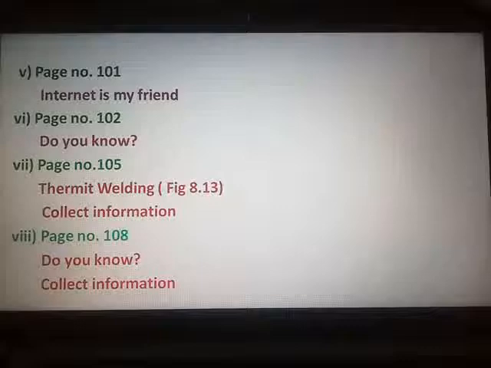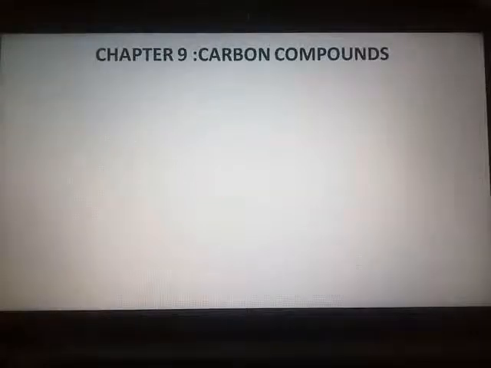Chapter number 9, the biggest chapter in section A, the lengthiest chapter in section A, carbon compounds. Let us see what topics are removed over here. Here in the beginning, I think no topics as such are removed. Towards the end, a very big topic about macromolecules, they have put it out from the syllabus. So let us begin. Chapter number 9, carbon compounds, page number 110.